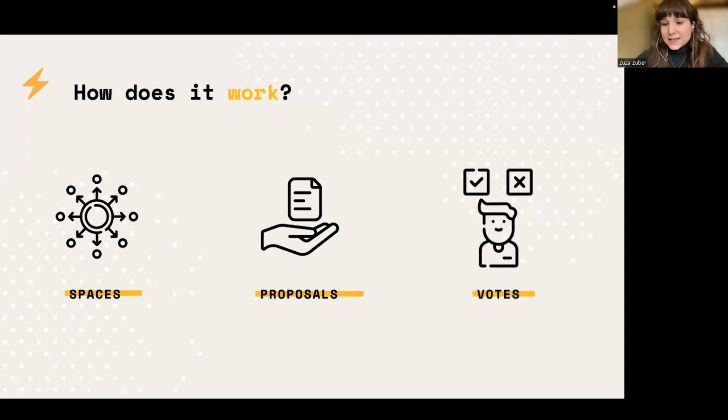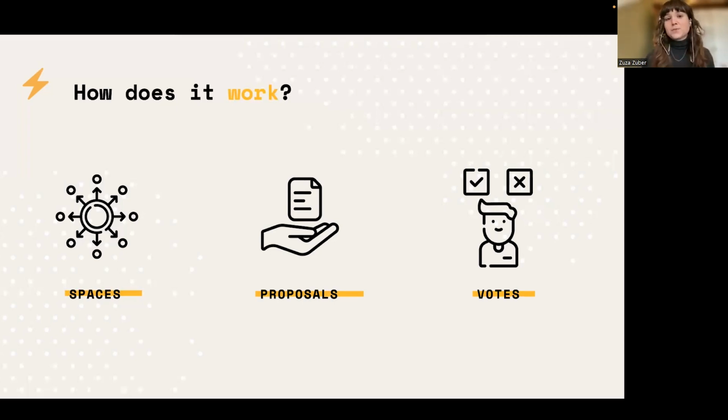And lastly, the third element of the voting process, the most important one, are the votes. Users who are connected with the wallet to our platform, are eligible, and have voting power at the time of proposal creation can take part in the voting.